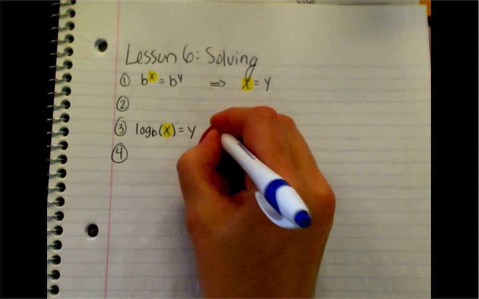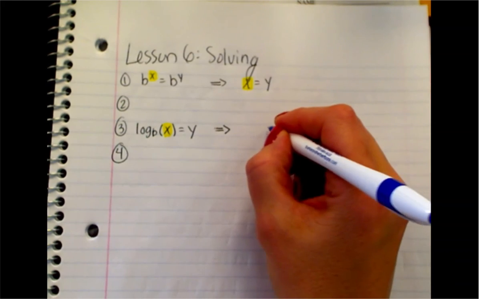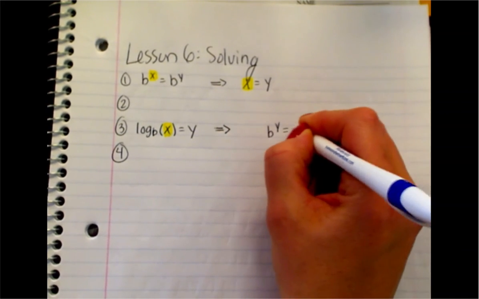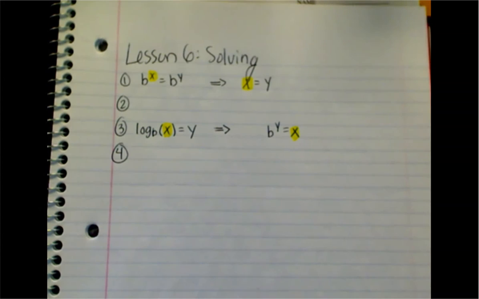Now, I highlighted the x because we're solving for x. The y is just a placeholder. And so how do I solve for x in the number 3 statement? Yeah, b to the y equals x. Notice that rewriting is what allowed me to get x out and to isolate it. Right? Solving is isolating.